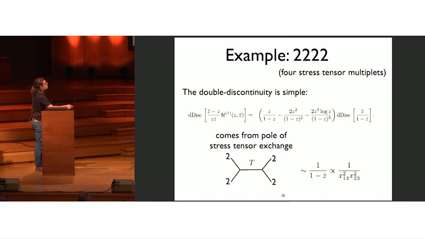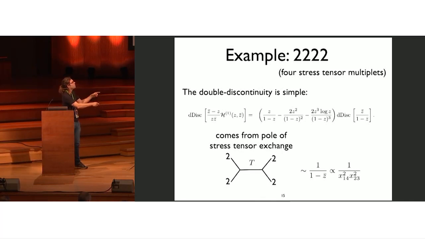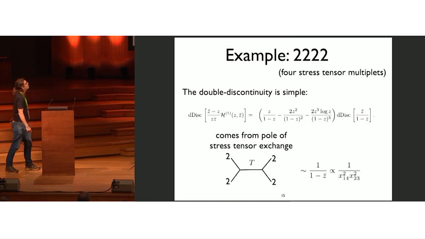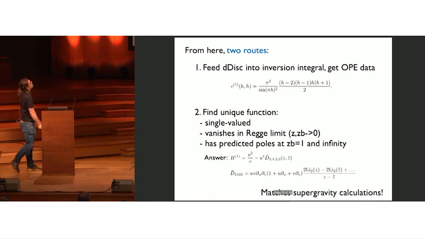It may feel a bit unintuitive that a pole has a double discontinuity. But if you write the cross ratio in terms of the coordinates, and recall that you're supposed to be computing a commutator of 1 and 4 and 2 and 3, it makes sense that there's a double discontinuity there. So given that expression, you feed it into the inversion integral, and you get the OPE data, which is the correct result.